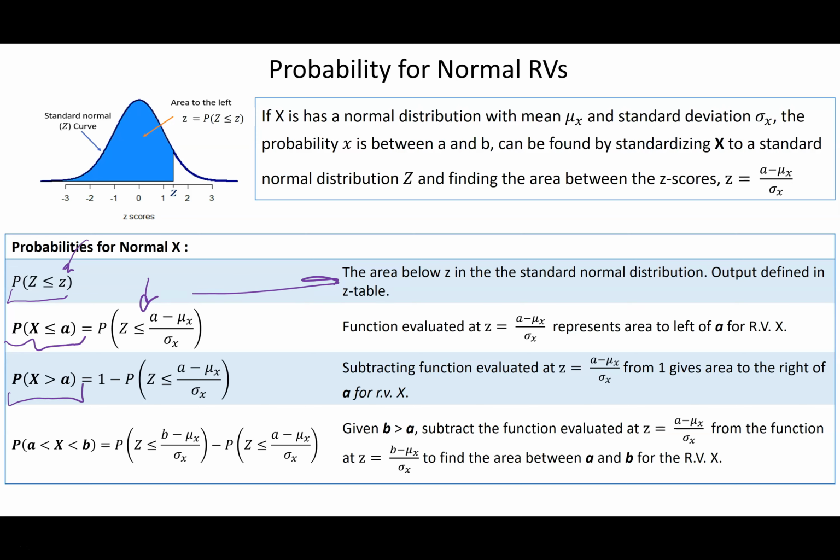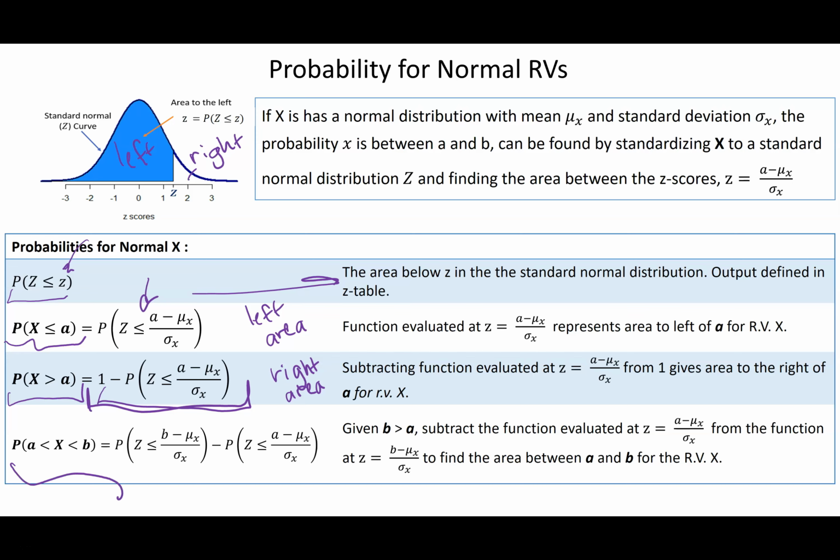If you want an area above, you have to do that 1 minus. So anytime you want the right area, you're going to have to do a 1 minus bit once you have a probability. Anytime you want the left-hand area, that is the default on our z-tables. The right-hand area is not.